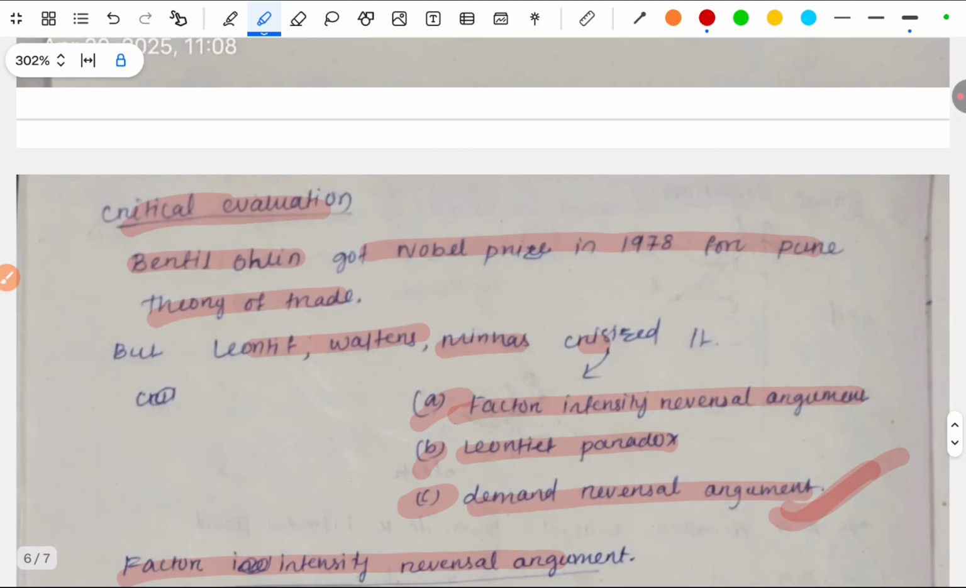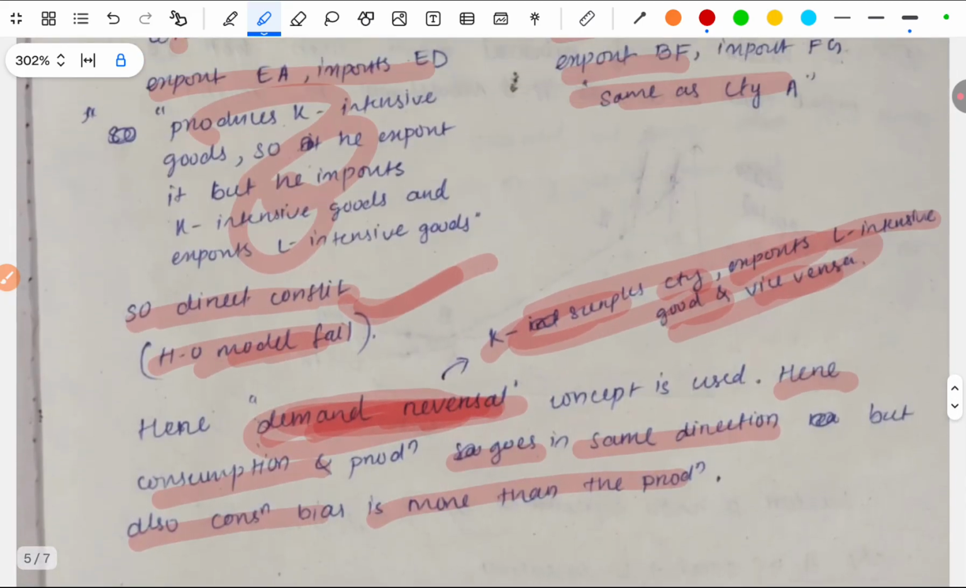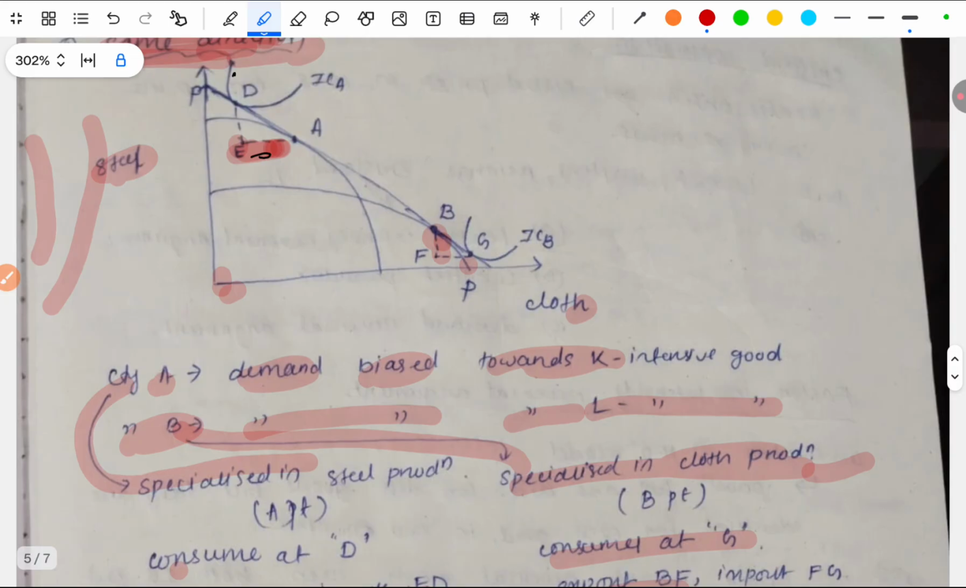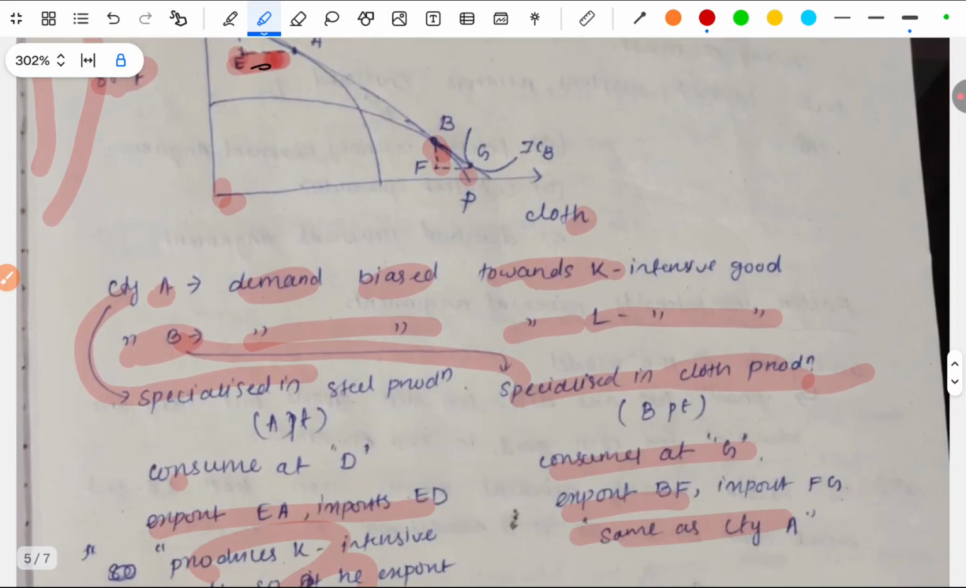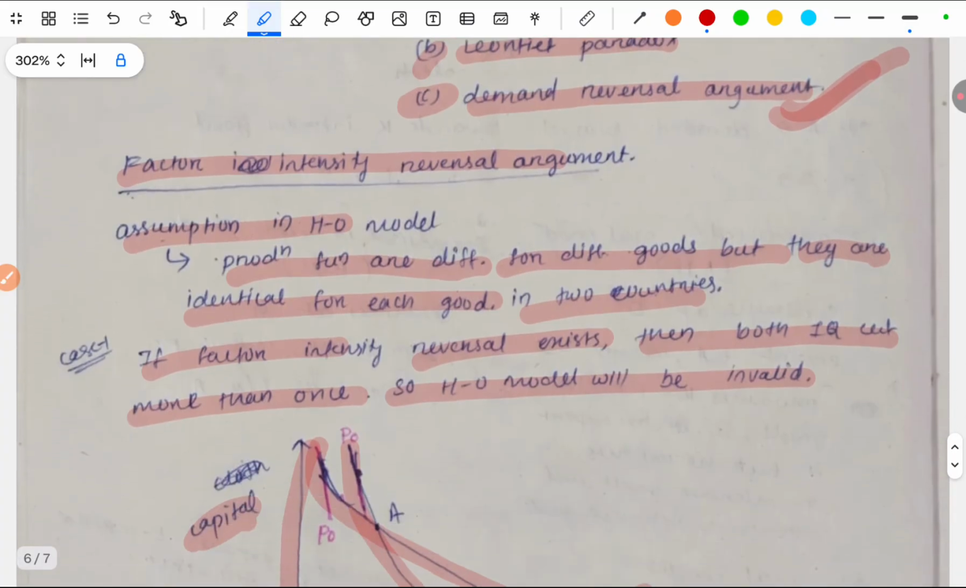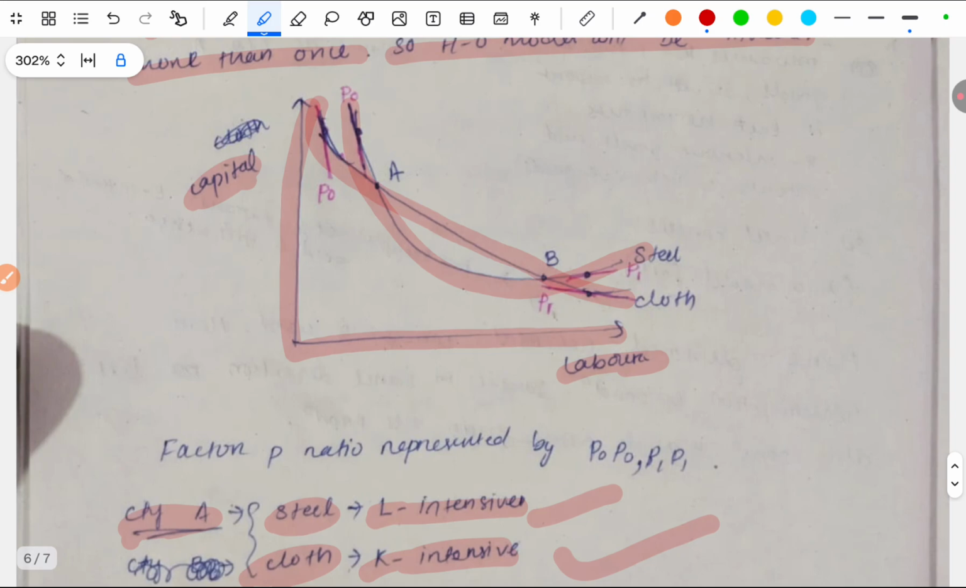But on the basis of factors, you may have some conflict with demand reversal. Let me make it clear: in demand reversal, the same direction theory, the demand bias is towards capital intensive goods. It means that though country A produces the capital intensive good, steel, people in country A demand steel and not cloth, which is labor intensive. So this is demand reversal. But in the factor intensity reversal argument, it is said that in country A cloth is capital intensive, while in country B cloth is labor intensive.